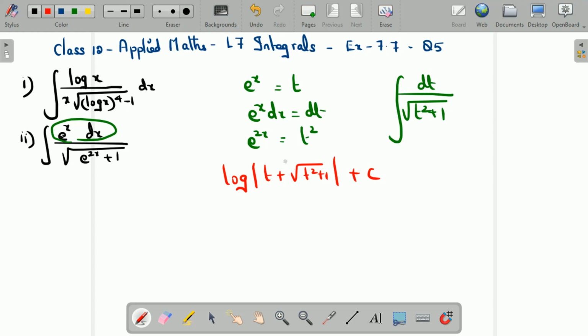Now let's put back the value of t with e power x. So the final answer will be log of e power x plus root of e power 2x plus 1 plus c.